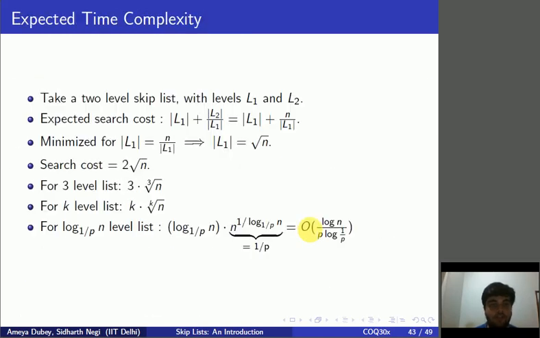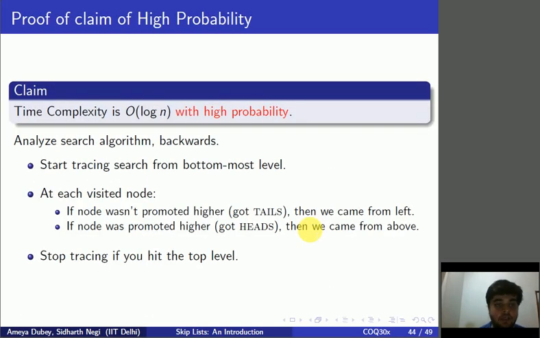So yes, we come down to this slide. We analyze the search algorithm backwards. This is a novel idea we're going to apply to prove this result. Analyzing it backwards, we start tracing the search from the bottommost level. Again, I'm only dealing with search because as you already know, insertion and deletion are order log n. I mean, they are the same. So if we've done search, we've done them all. We start tracing search from the bottommost level, and then we go up one by one.